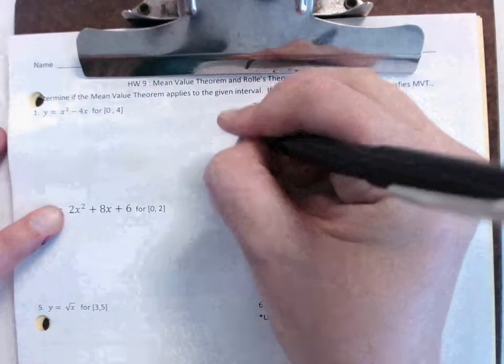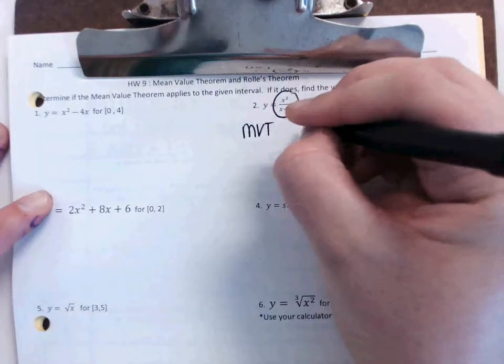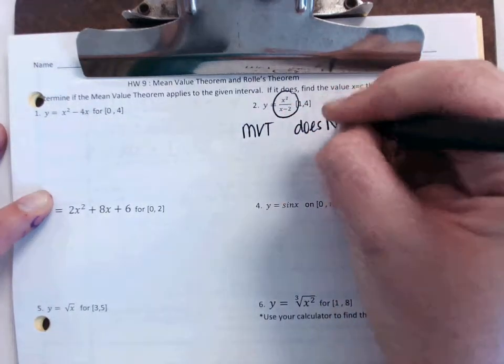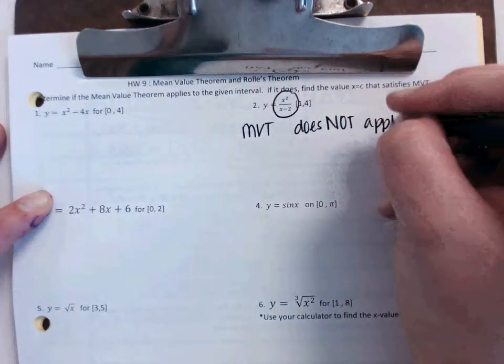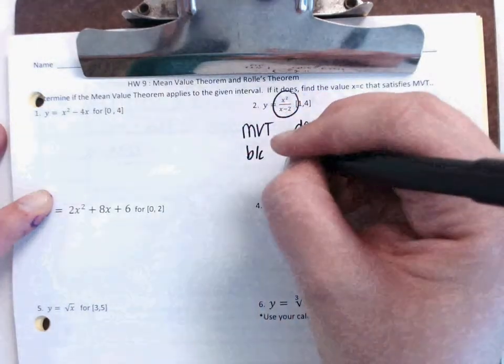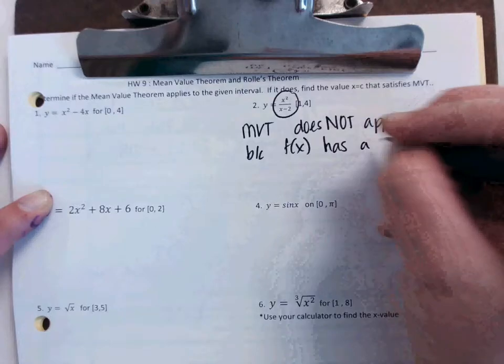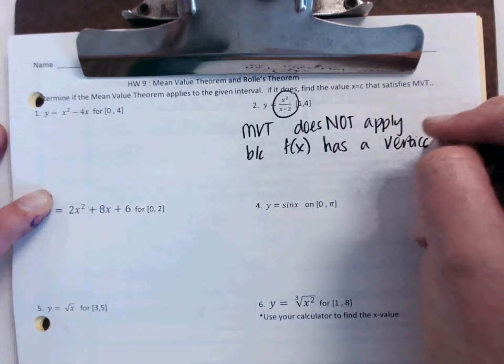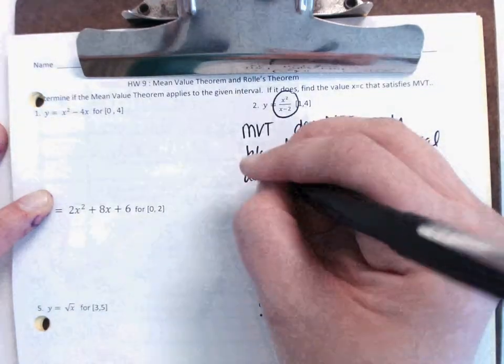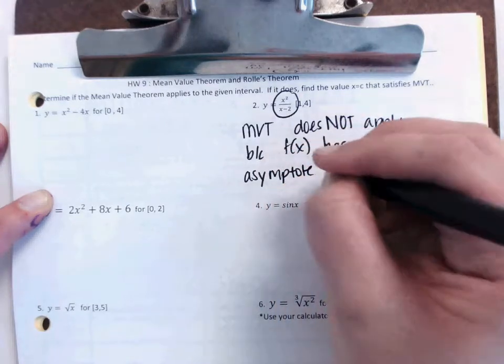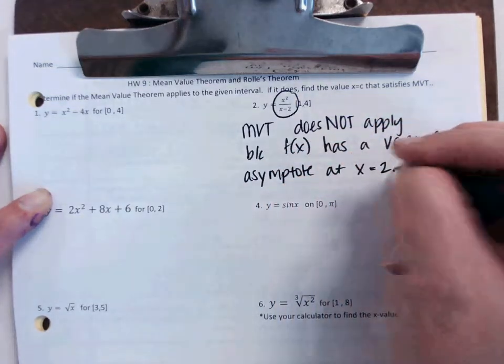So I would put MVT does not apply because f of x has a vertical asymptote at x equals 2. Now, quick question.